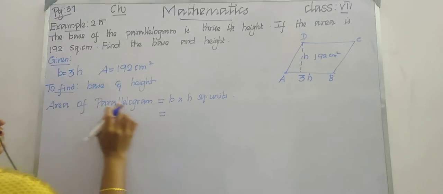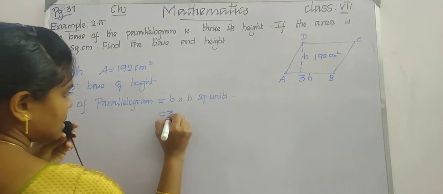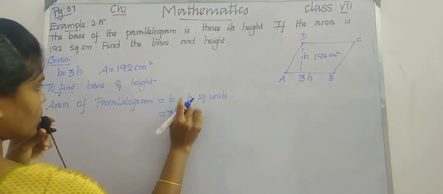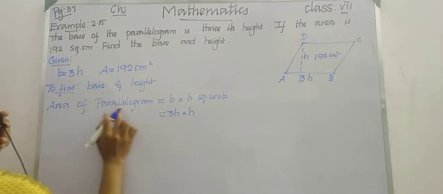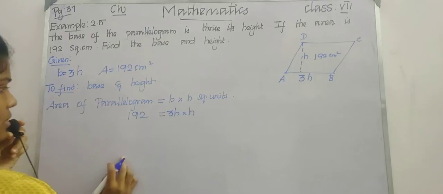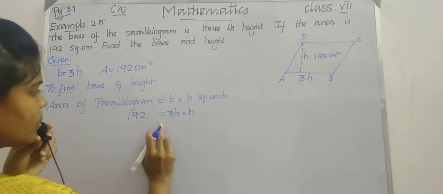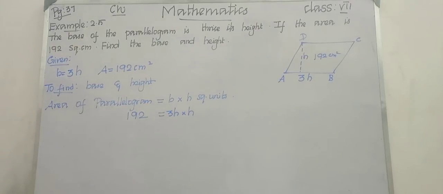So what is the base? Base is given as 3H, right? So base is 3H, and we don't know the H, so let us put the same H here. And we know the area of parallelogram, right? So area is 192. So 192 equal to 3H into H. So how will you get the answer?